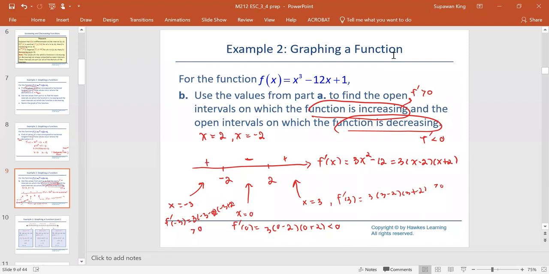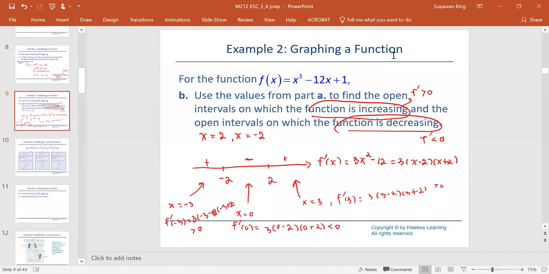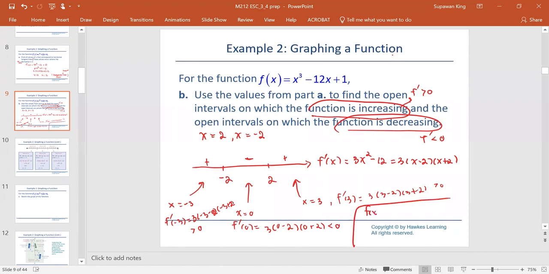From the plus, minus, and plus signs for each interval, we can summarize the intervals on which the function is increasing. So f of x is increasing on the interval negative infinity to negative 2, and also the interval 2 to infinity. And then f of x is decreasing on the interval negative 2 to 2.